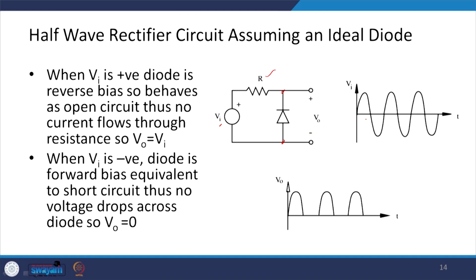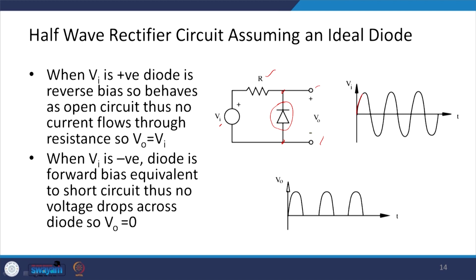Here, you can see that when Vi is positive, this is the negative side of the diode, so this is positive and this is negative. So, the diode becomes reverse biased. Now, in reverse bias there is no current flow. When there is no current flow through the diode, whatever Vi is there, the same Vo is available across the terminal.